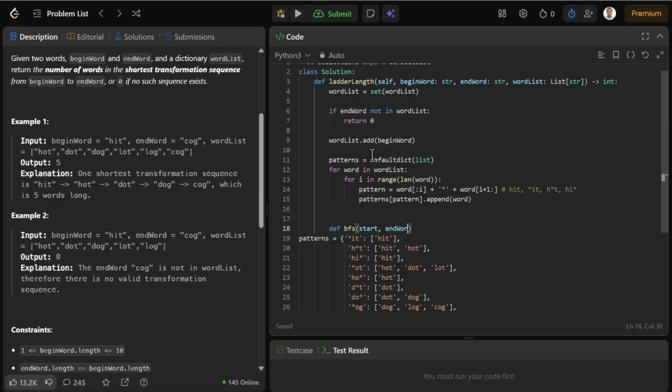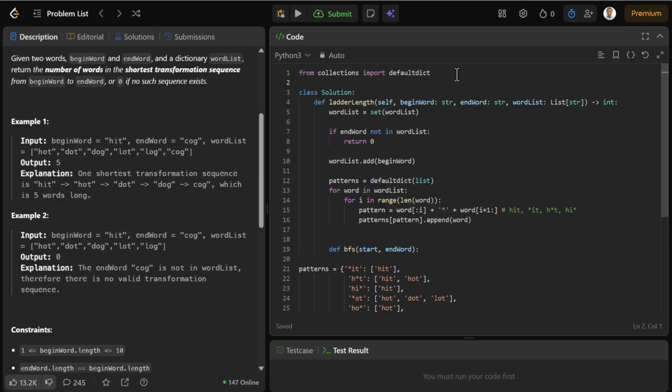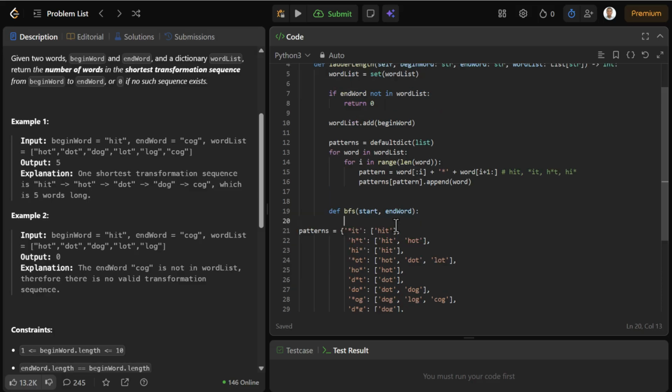So basically, I want to trace from the starting node to the end word. Okay. All right. Since I'm using a BFS, I would like to import a deque. So I can say from collections import deque, and now we can import that deque here.